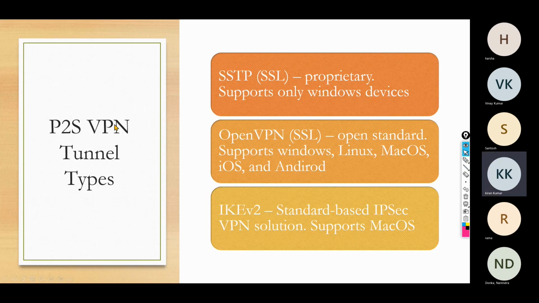And coming to the point to site, P2S means point to site VPN. The tunnel types are SSTP, OpenVPN, and IKE version 2. The SSTP protocol tunnel is proprietary, supporting only Windows devices. It's a Microsoft proprietary tunnel, their own protocol, and it only supports Windows devices.